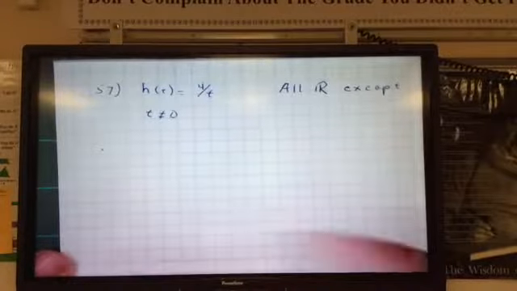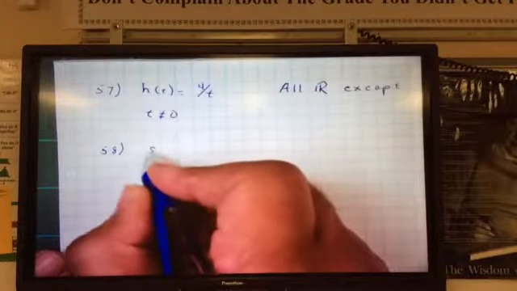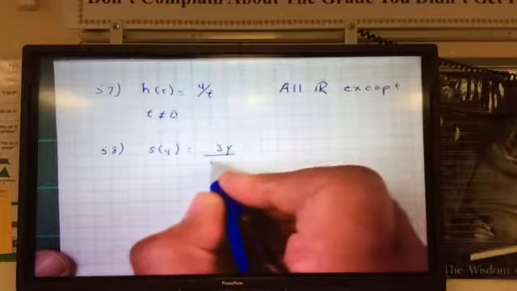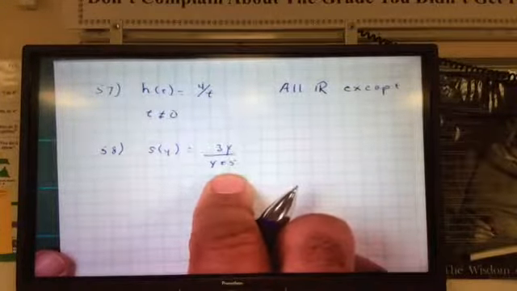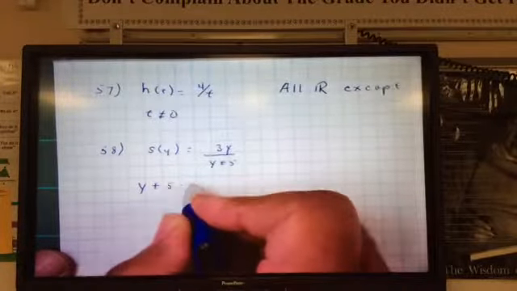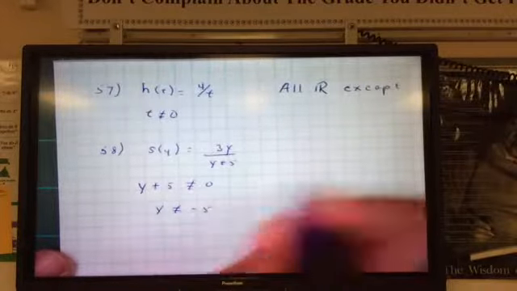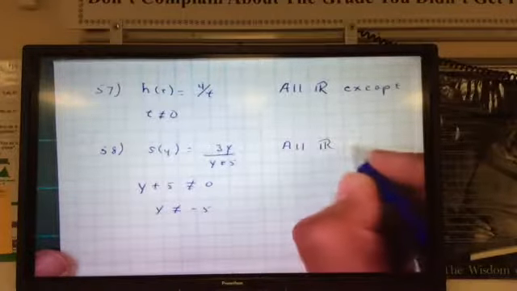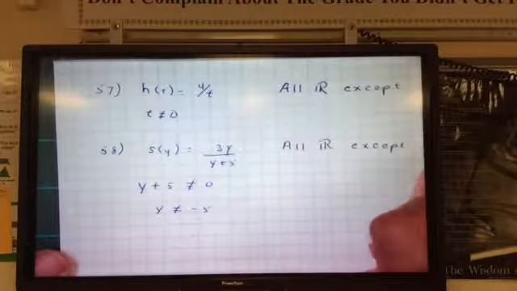And similarly, for number 58, we have s of y equals 3y over y plus 5. Now we're concerned about the numerator, but the denominator, once again, we can't divide by 0, so y plus 5 can't equal 0, so y can't equal negative 5. And the domain is all real numbers except negative 5.